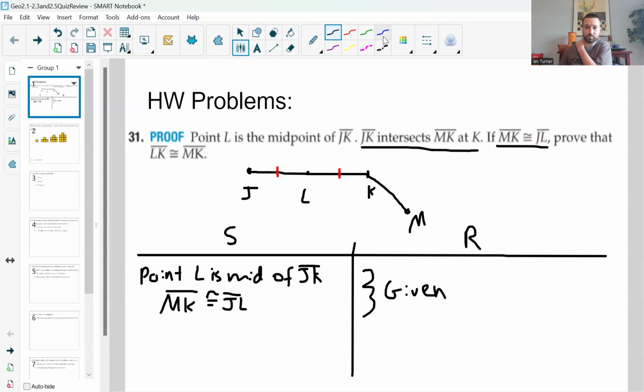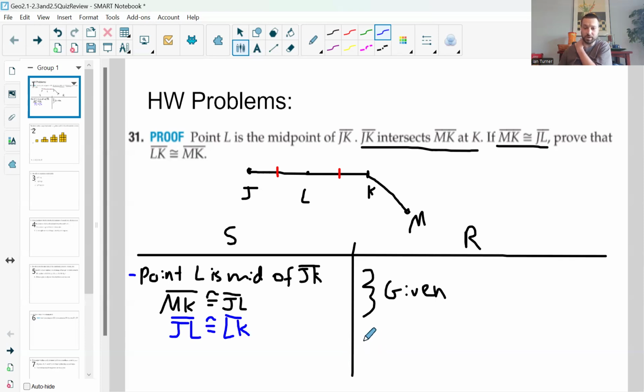So that's just your givens. Now we're going to take this first given and we're going to use it. L is the midpoint of JK. What does that tell us? Tells us JL is congruent to KL or LK, however you want to say it. Which one have we been doing? We'll say LK. So we're going to say JL is congruent to LK. And what's the reason there, folks? What's the reason? Yeah, Nash, what do you think?